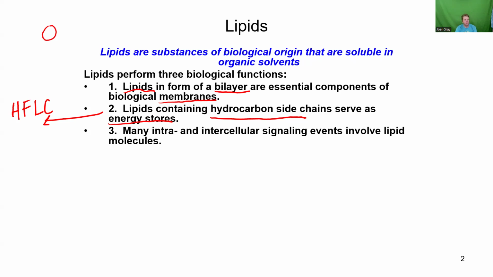Now, the third component is that lipids are involved in signaling events. What I mean by that is the way that one part of your body communicates with another part, the way that a skin cell communicates something to a liver cell, and a liver cell to a pancreas cell. Lipids mediate lots of those communications. So, you could say that lipids serve a structural role, they serve as food, and they're communicators.